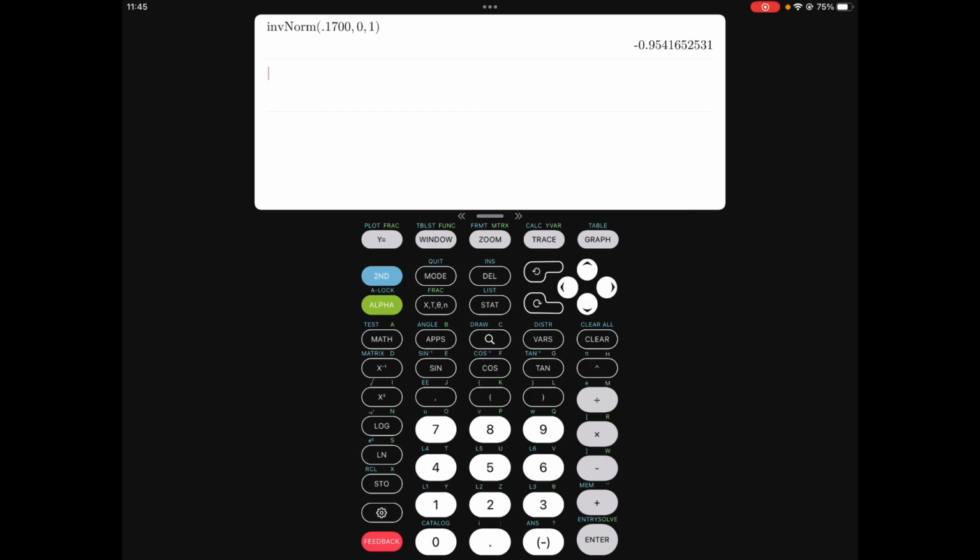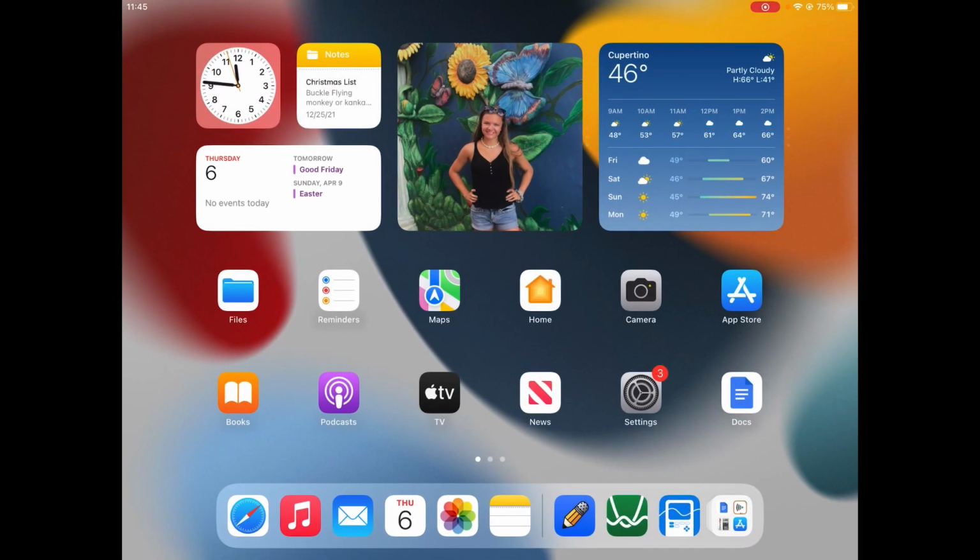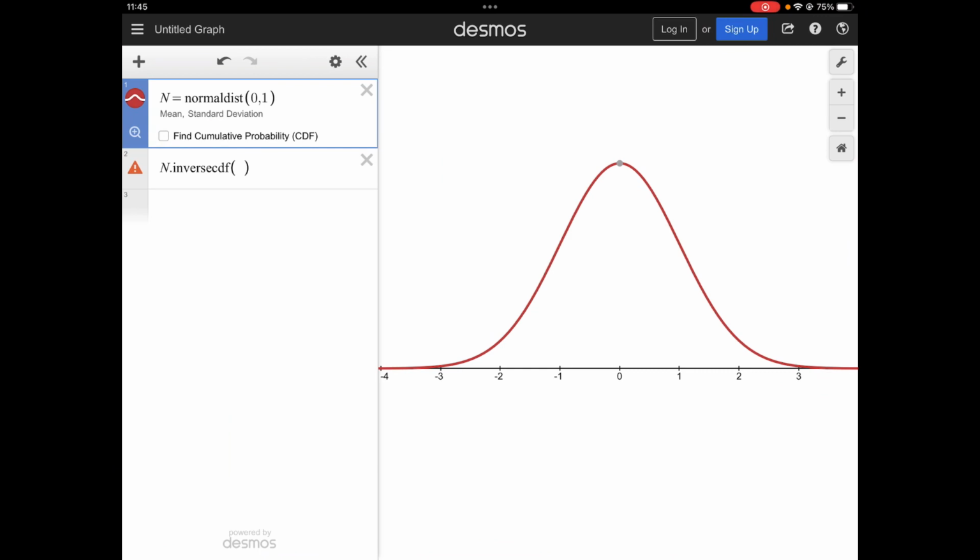All right, so let's look at Desmos and see what Desmos would do for us. For Desmos, the easiest way to do this is to put in the normal distribution 0, 1, but put in front of it a capital N. You can use any capital letter. I use N for normal, and then equals. Make sure it's a capital and equals. That way you can use that as a code, basically, in the inverse, instead of having to do a whole lot of different pieces.